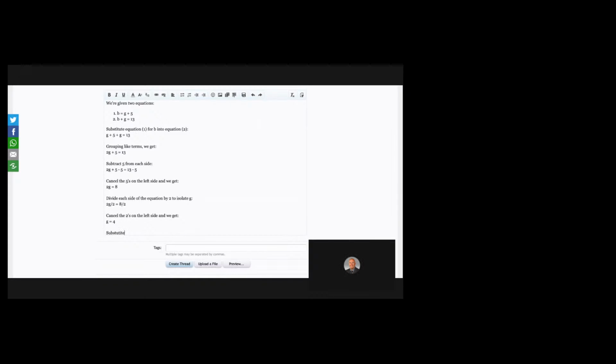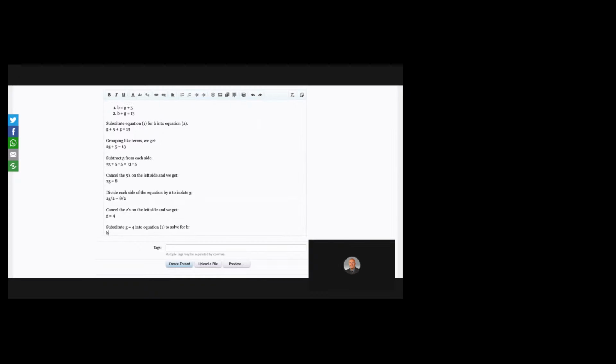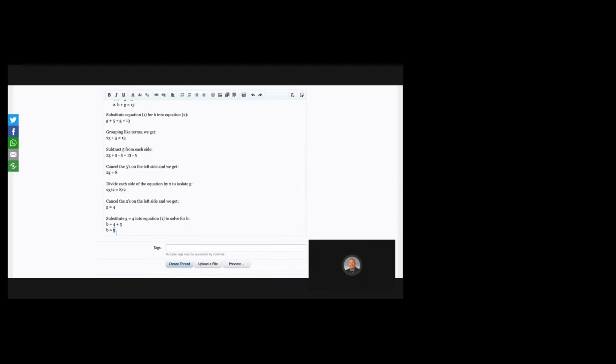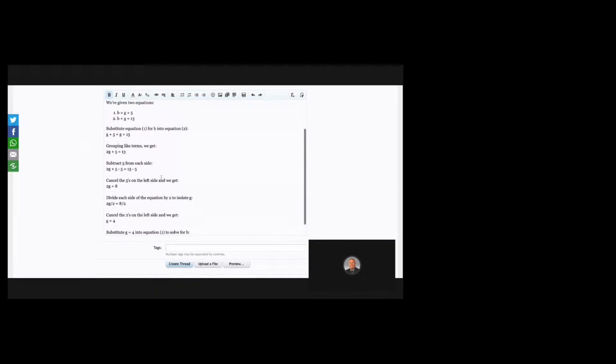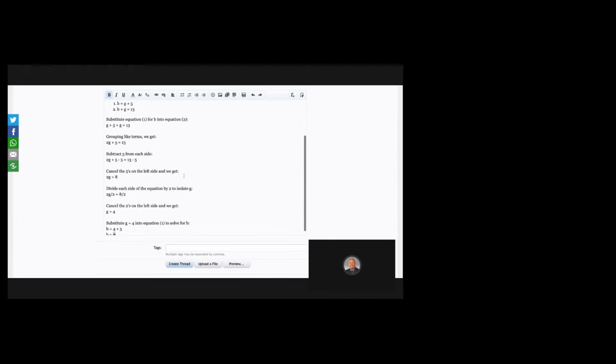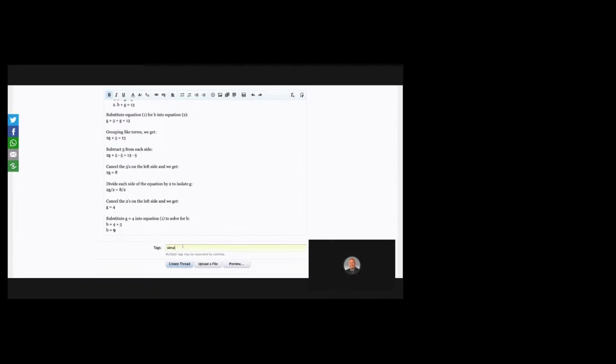Substitute g equal to 4 into equation 1 to solve for b. B equals g plus 5, so g is 4. B equals 9. So there's 9 boys and 4 girls, but the problem asks how many boys are there in the class, so your answer is 9. So this was a simultaneous equations, and we use substitution to solve it.